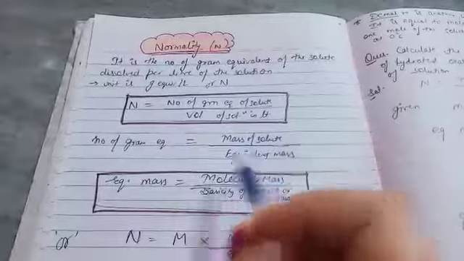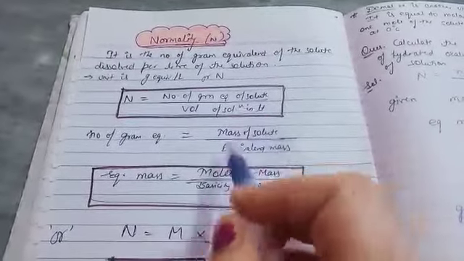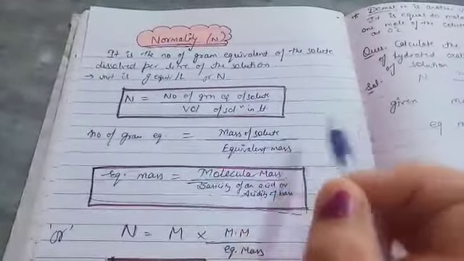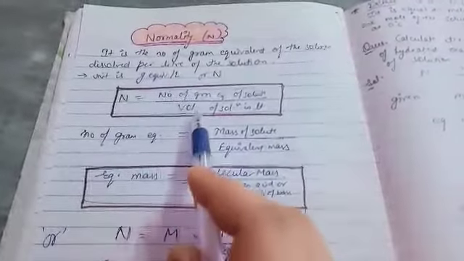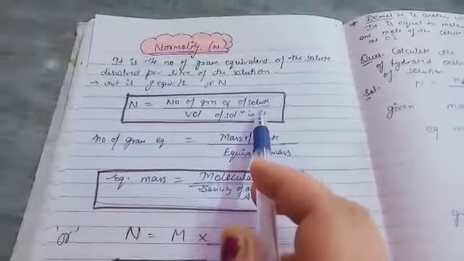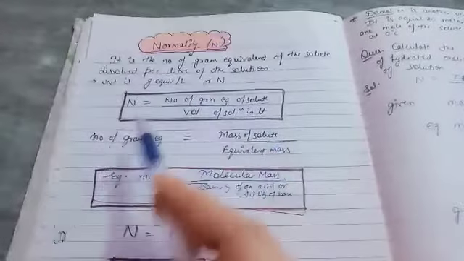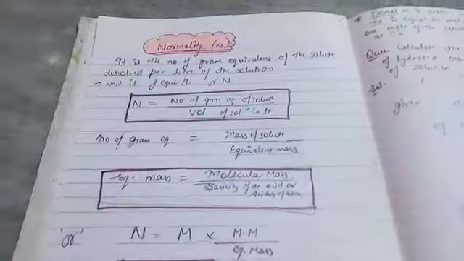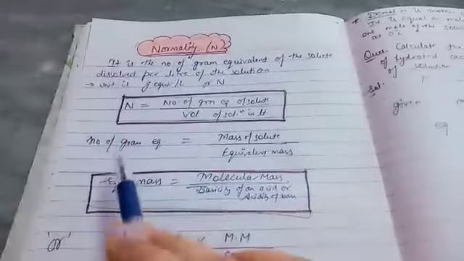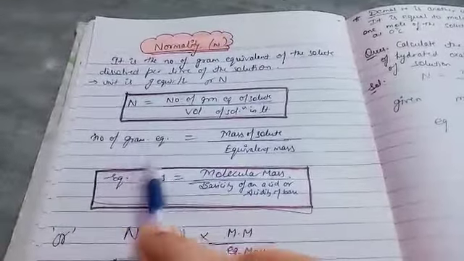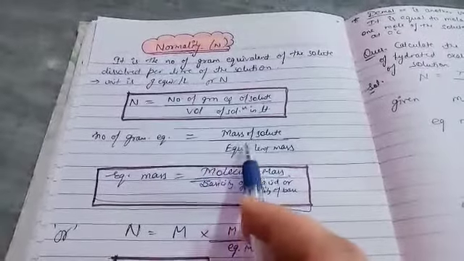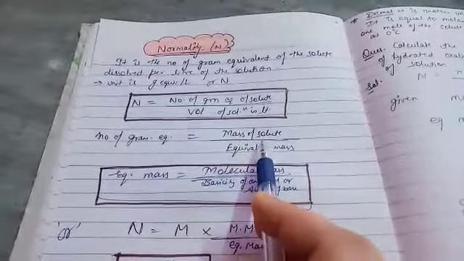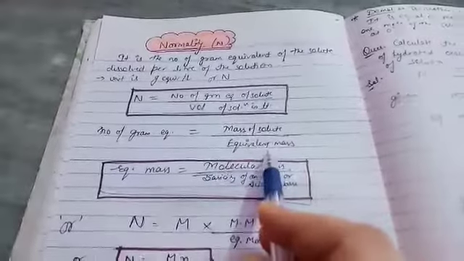But the biggest problem is the volume. Either it's given to you, or you have to calculate it with the help of the density formula. But how to calculate the number of gram equivalents of solute? For that, one more formula. When you solve a question on normality, generally we have to learn all these formulas and the sequence. The number of gram equivalents is the mass of solute, whatever is given in gram, upon equivalent mass.